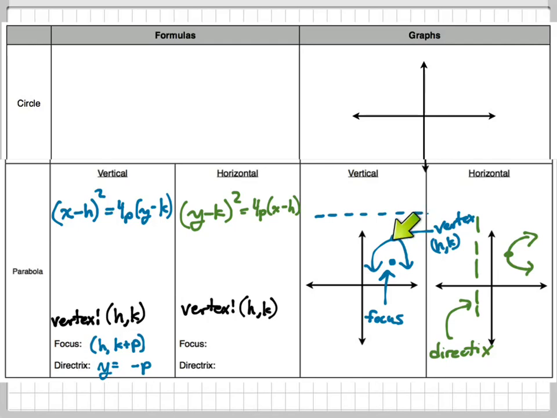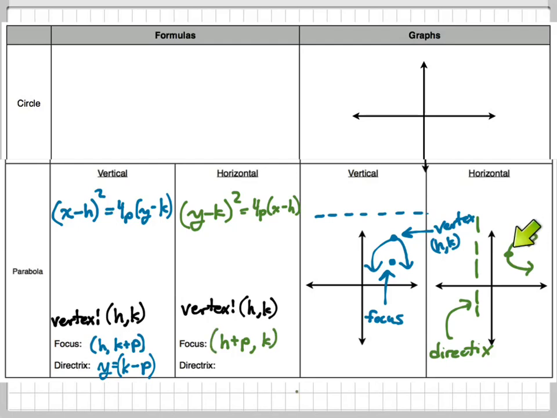Well, if we're going up and down, which variable did we care about? The h or the k? The k. So we're going to say y equals k minus p, because it's going to go the opposite way that the focus goes. And then for our horizontal one, it just changes who you're messing with. We're going to mess with the h this time. So we're going to add the p to the h, and the k stays the same.